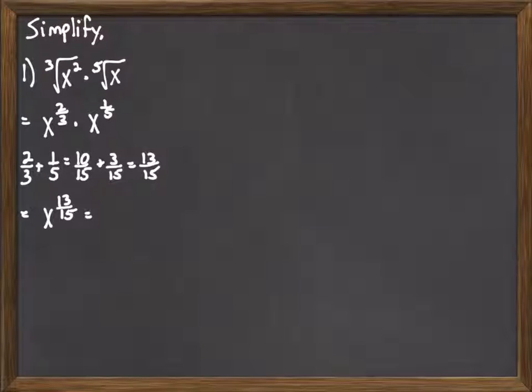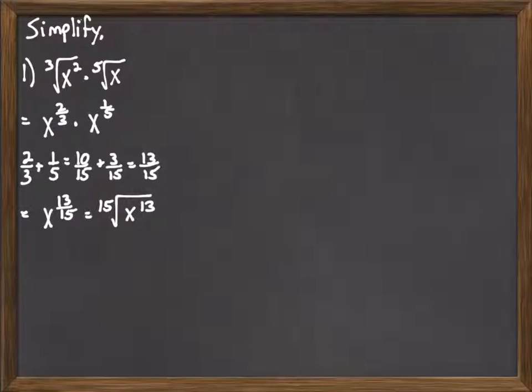But because we started with a radical, we want our answer to be a radical. So now you have the additional step of converting back to radical. So remember, the root comes from the bottom. So that would be 15th root of x to the 13th. 15th root of x to the 13th power.